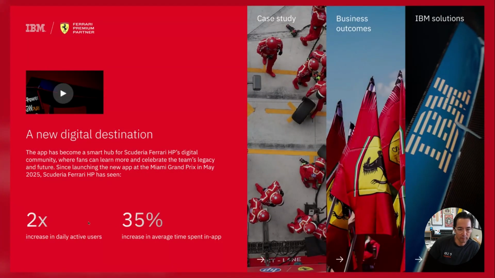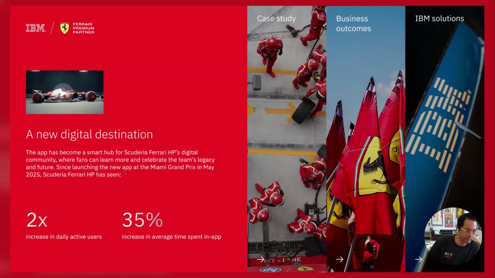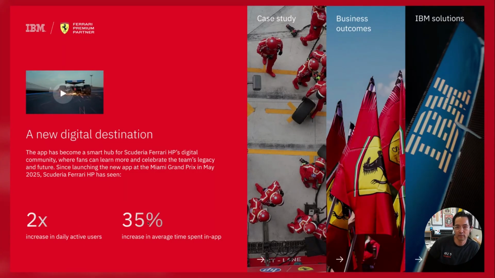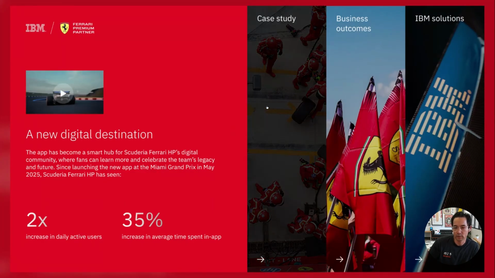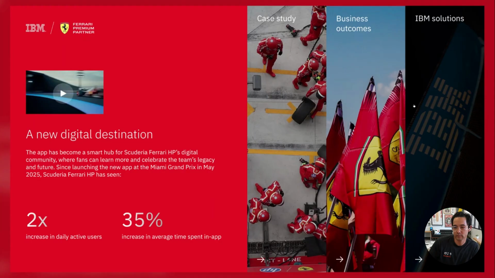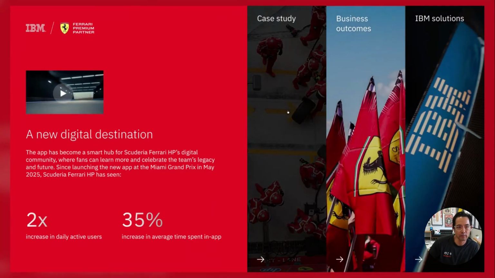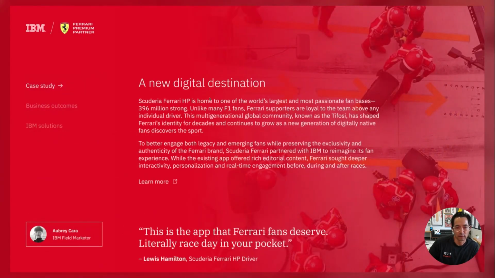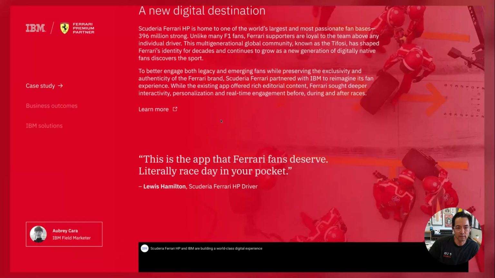Some of these numbers are a big deal for them. So if they were to see anything, let's start off with 2x and 35%. But then we have these three obvious buckets I could jump into, bringing in these hovers. It's very subtle things. I'm going to click case study. Here I can start to read what that is.